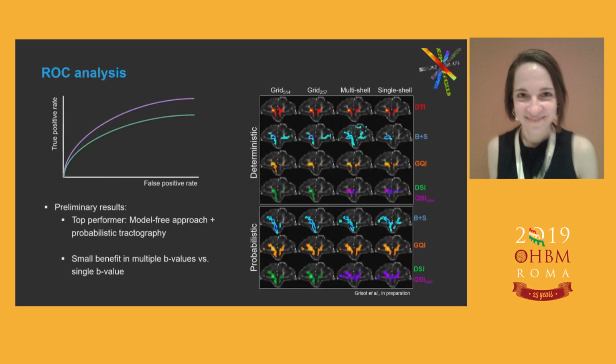Some preliminary analysis, where we have compared different diffusion sampling schemes, deterministic versus probabilistic tractography, as well as different model-free and model-based approaches to reconstructing diffusion orientations, show us that the top performer at this moment seems to be a model-free approach combined with probabilistic tractography. And another interesting result is that we do not see a huge benefit from using multiple B-values versus just a single B-value.